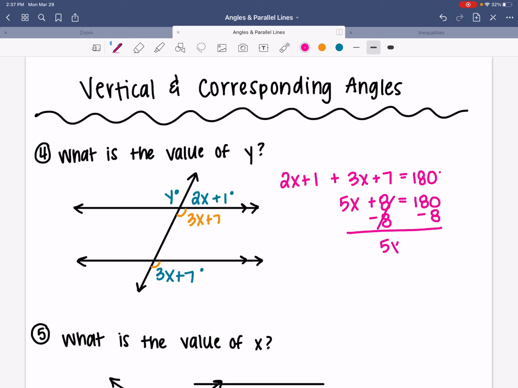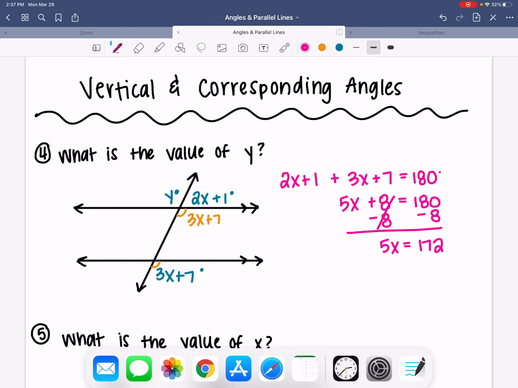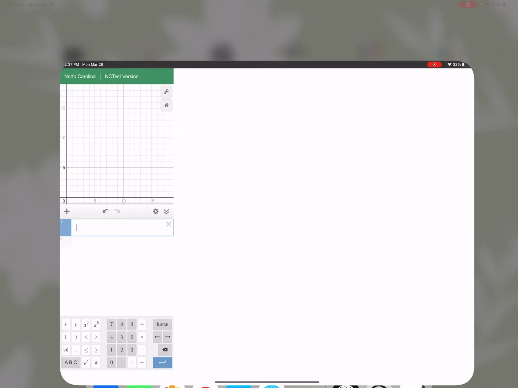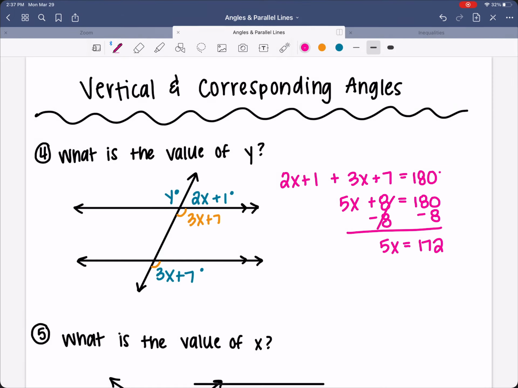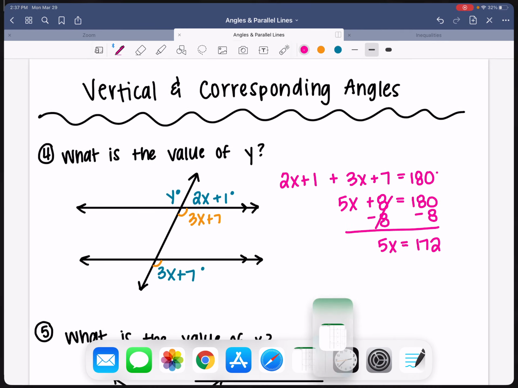So 5x equals 172. And then just in a calculator, let's see if I can pull up Desmos. I can't seem to get it. There we go. Sorry about that.